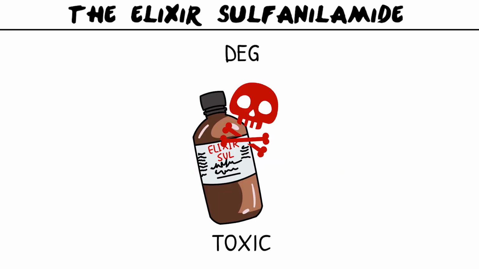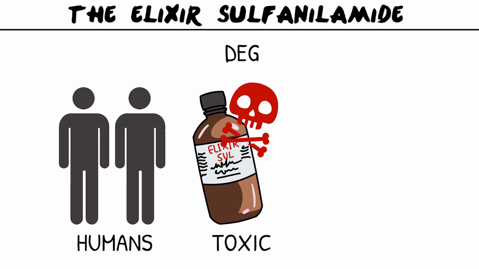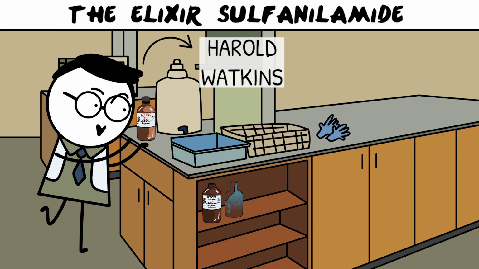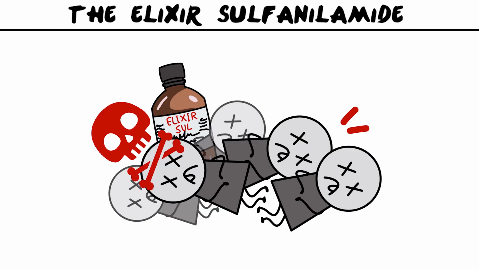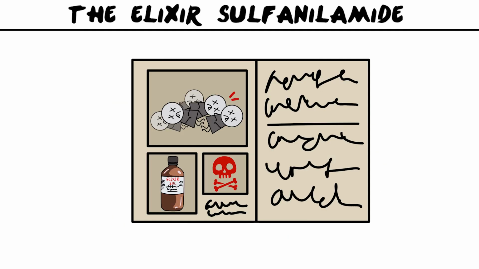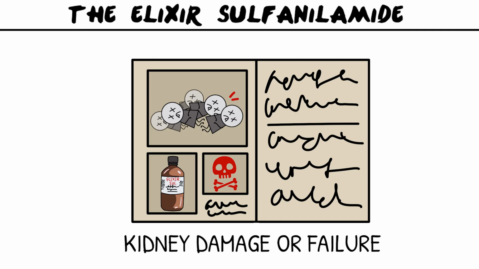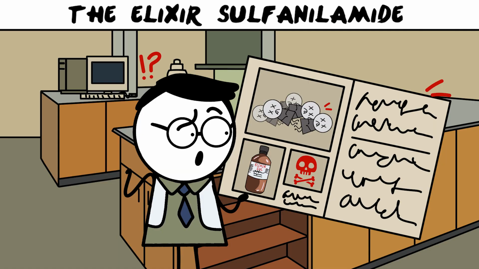DEG was a toxic chemical substance to humans and other mammals, but Harold Watkins, the company's chief pharmacist and chemist, was not aware of its toxicity and potential dangers. Although the first death linked to ethylene glycol was reported in 1930, and some medical studies had already indicated that DEG could cause kidney damage or failure, its toxicity was still not widely recognized at the time.